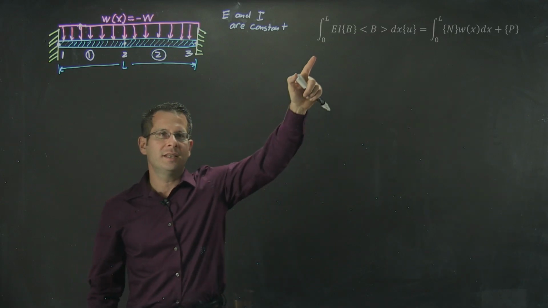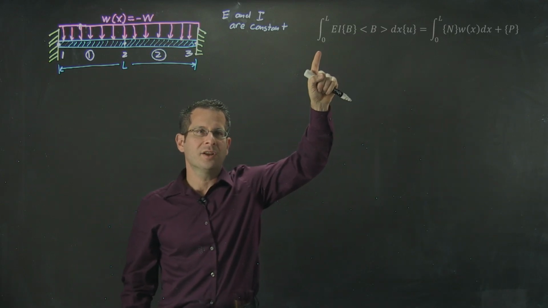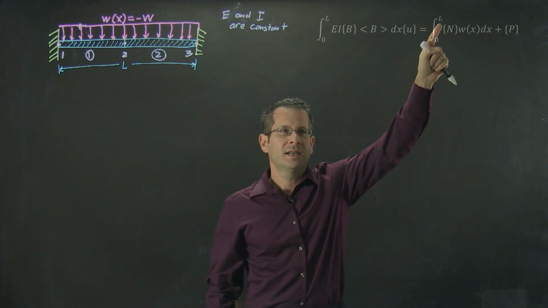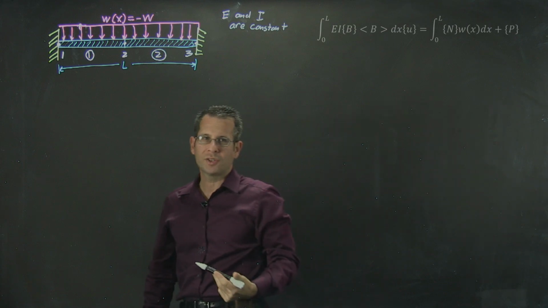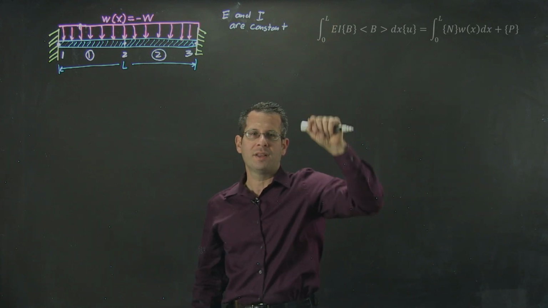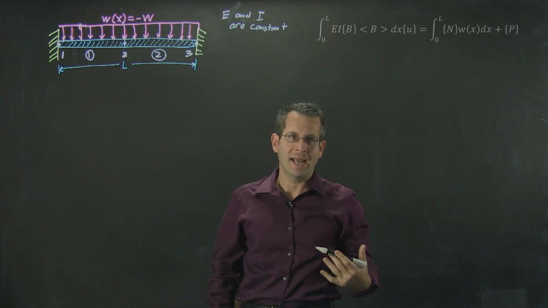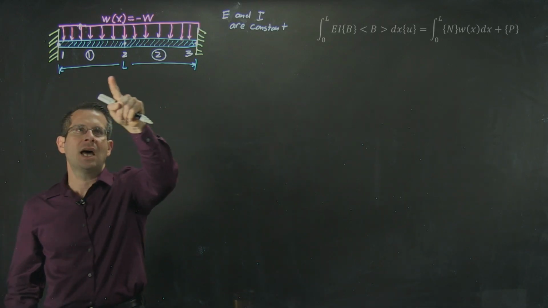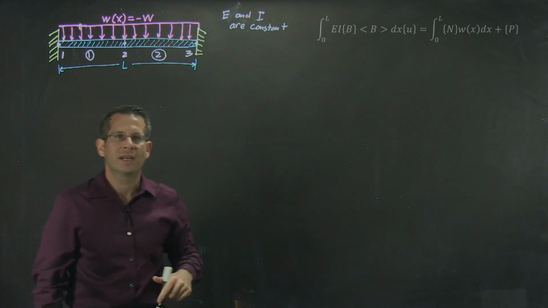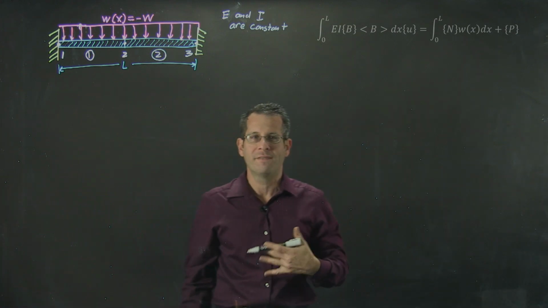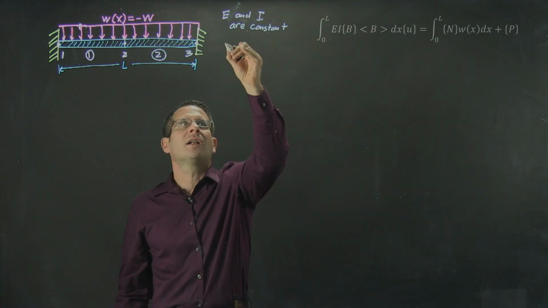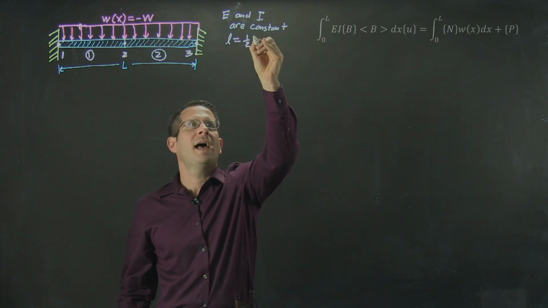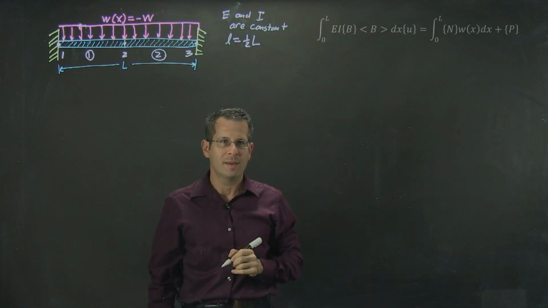Now, in this equation, I'm integrating from 0 to capital L. But these integrals are generic integrals. Remember, this is from 0 to L, the length of my element. This L here represents the entire length of my beam. So to clean my math up, I'm going to define a new constant, lowercase l, which I will define as 1/2 of the length of my beam.